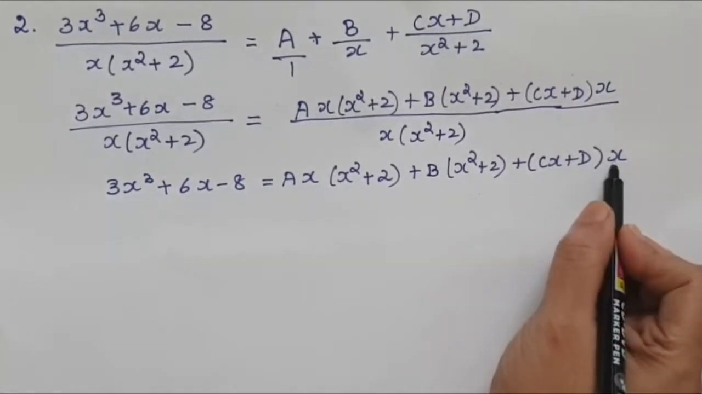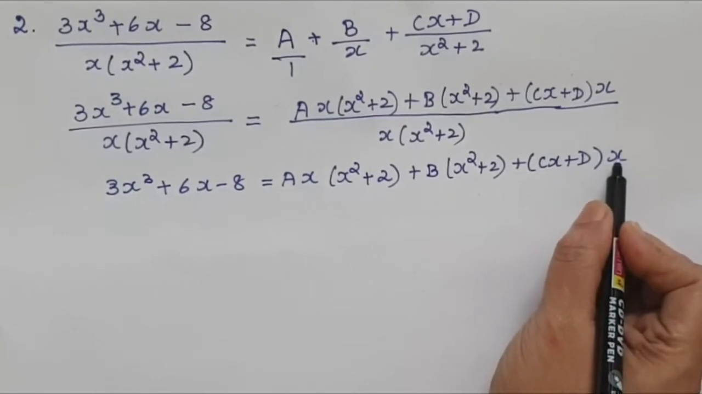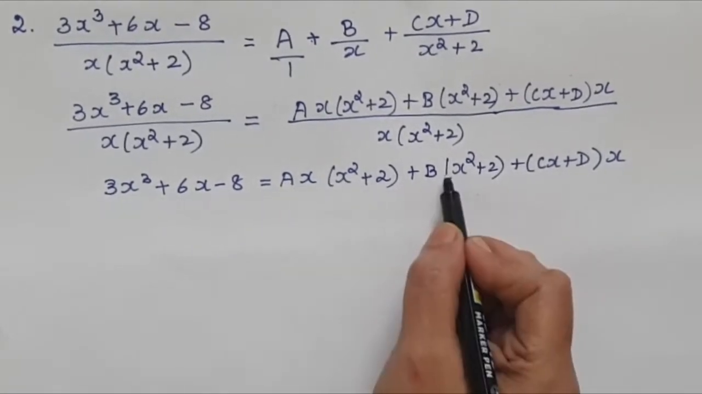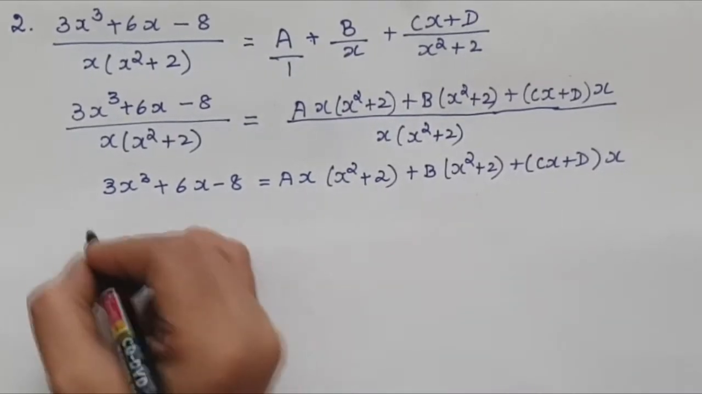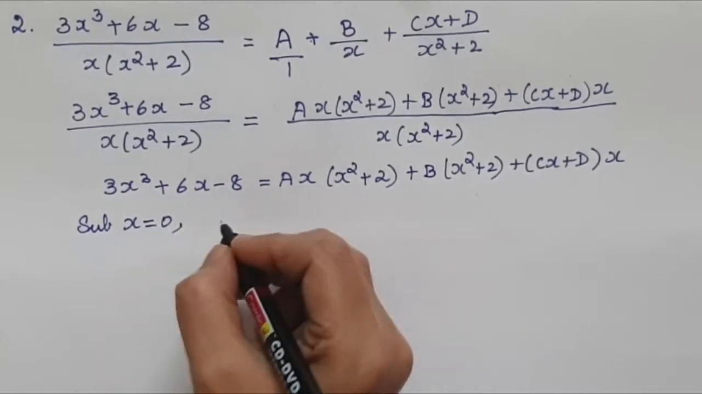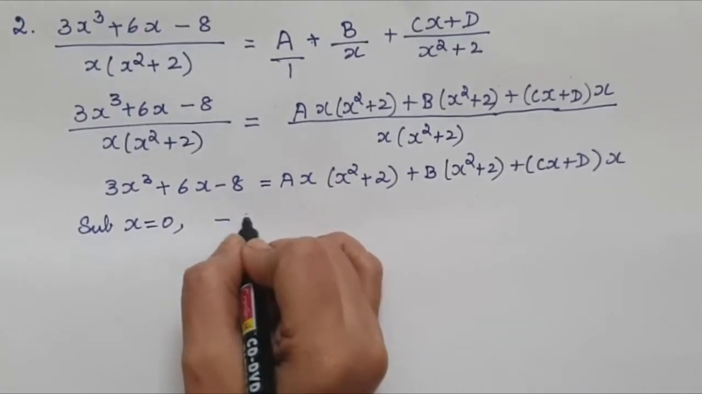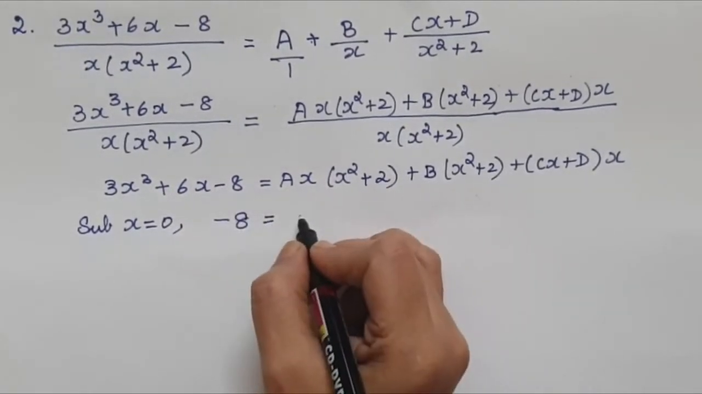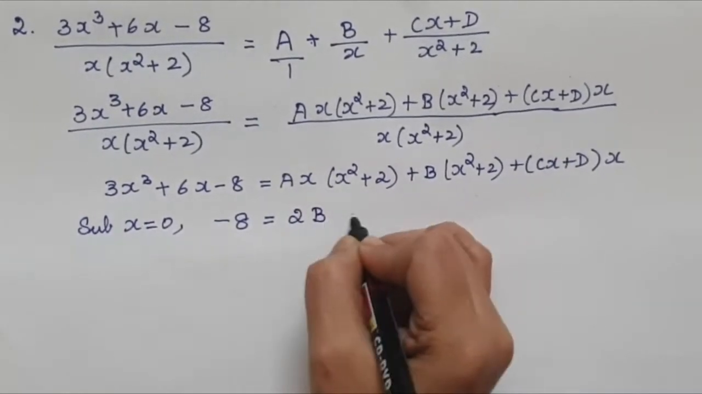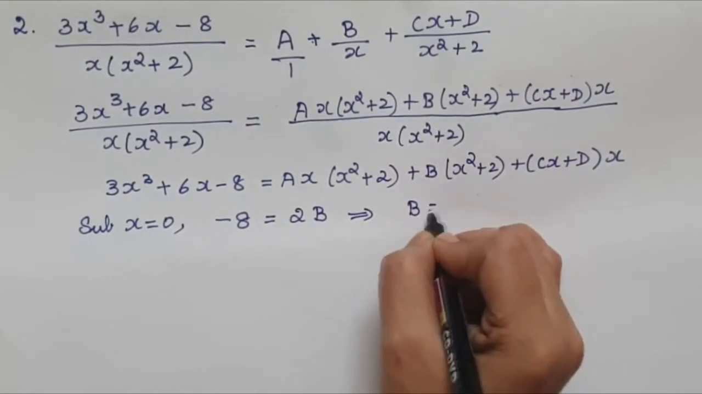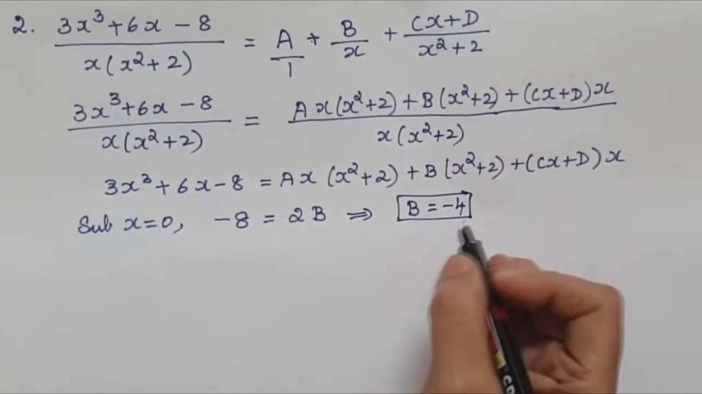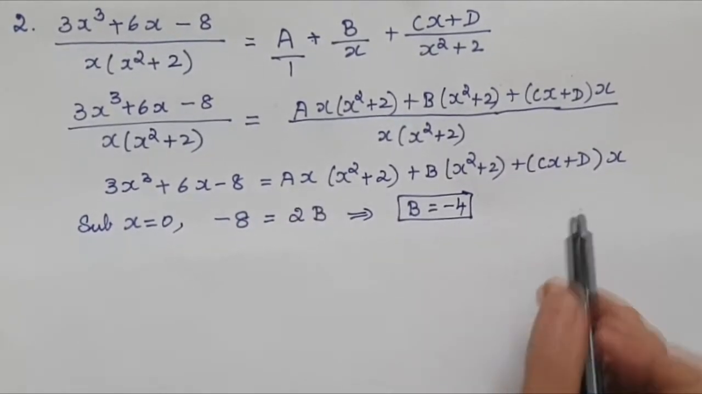Now, because it is multiplication with x, if we substitute x as 0, this term will become 0, and this term will also become 0. Only b will be left. So, we substitute x equal to 0. We get minus 8 equal to, this is 0, this is 0, so we are left with 2b. This gives us b equal to negative 4. So, we have found one unknown. We still need to find a, c and d.